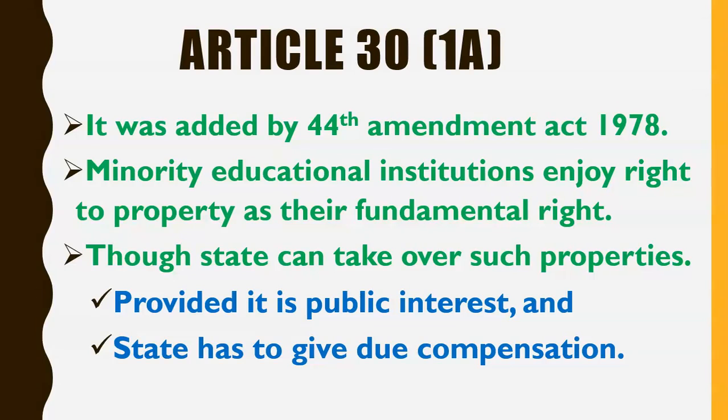Now friends, the state can take over such properties provided it is in public interest and the state has to give due compensation. Now what does it mean? It means that if the government wants to take over such properties, means properties which are owned by minority educational institutions, then the government can do so. But the government has to satisfy two conditions. The first condition is that it should be in public interest. Now how can it be in public interest?